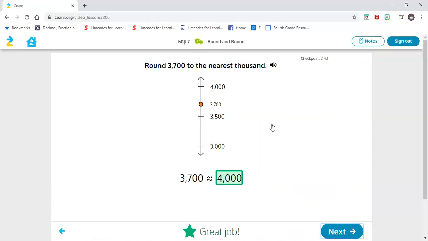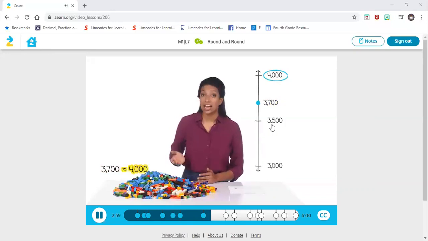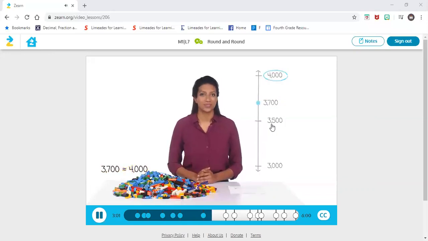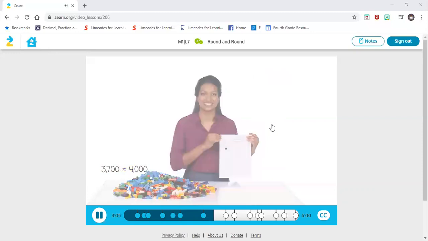Good job. 3,700 is nearer to 4,000 than 3,000 on the number line. So we can say 3,700 rounded to the nearest thousand is 4,000. That's right. So now I have about 4,000 blocks. Let's try another one in our notes.